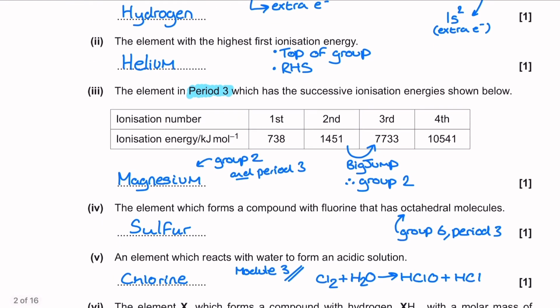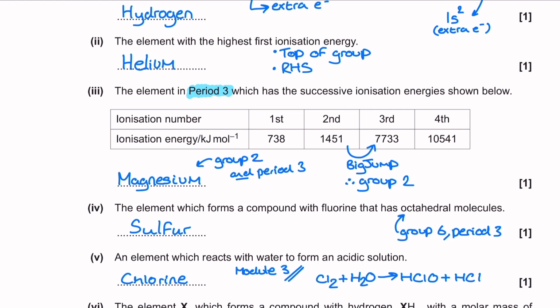Next up, the element in period 3. Now this is quite specific because we're ruling out there quite a lot of elements with this, which has the successive ionization energies shown below. So here what we're looking for is the big jump. This is very, very much like a question you would expect on paper 1. And the big jump here is between the second and third ionization energies. That tells me that there were 2 outer electrons on the element. So that means it was in group 2, period 3, it's magnesium.